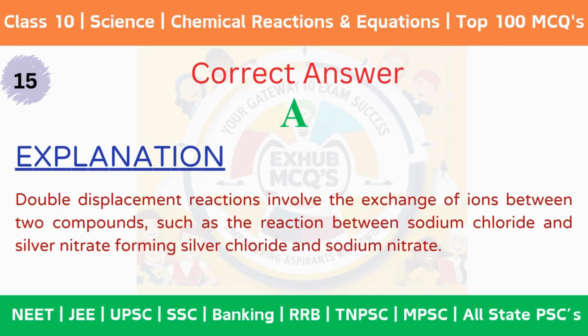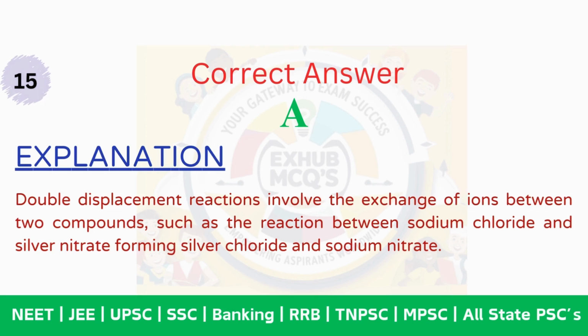The correct answer is option A, sodium chloride reacting with silver nitrate. Explanation. A double displacement reaction involves the exchange of ions between two compounds. For example, when sodium chloride reacts with silver nitrate, it forms sodium nitrate and silver chloride.